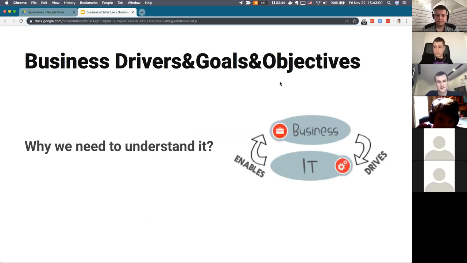And first, let's discuss why we need to understand and document business architecture. First, why we need to understand business goals and drivers. We are living in the time when it's not always enough to be just a software vendor. It's always better to be a business partner, where you can really help business to make more money and reach their goals.